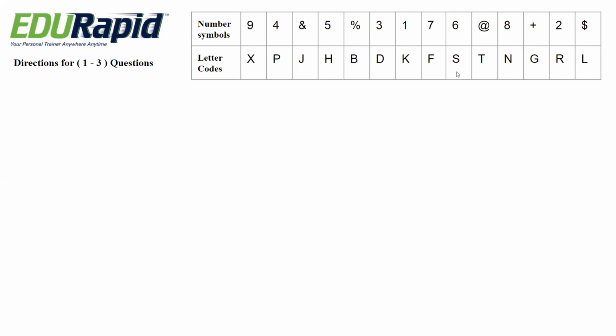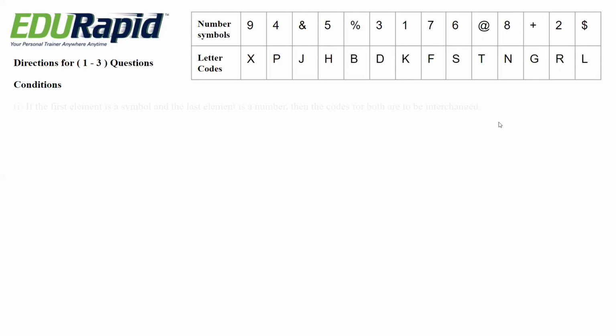For 6, it is coded as S. For the at symbol, it is coded as T. And for number 8, it is coded as N. And for the plus symbol, it is coded as G. And for number 2, it is coded as R. And for the dollar symbol, it is coded as L.